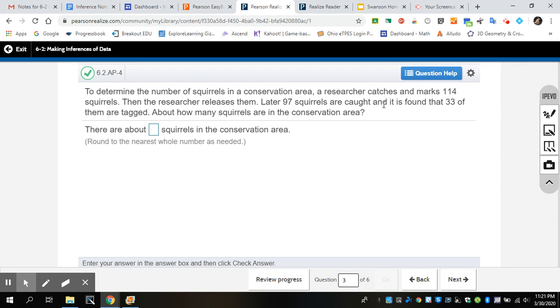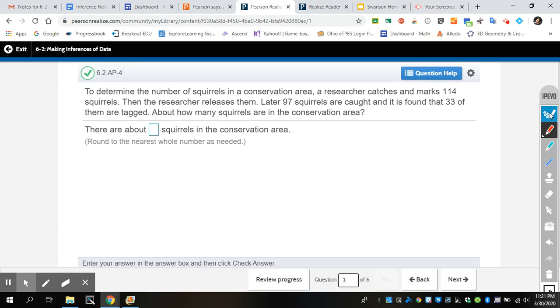Okay, they caught some squirrels. They marked them so then they could check the patterns of whatever they're doing. Later, they collected 97 squirrels, and found that 33 were tagged. So what we're going to do is say the ratio of 33 out of 97 were tagged. That's equal to how many would we expect 114 to be out of the total.